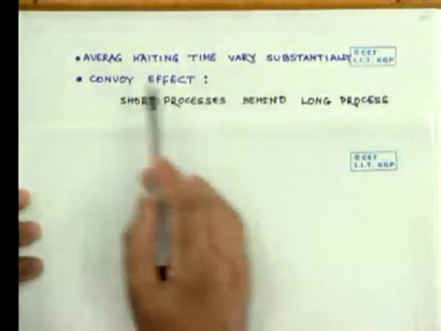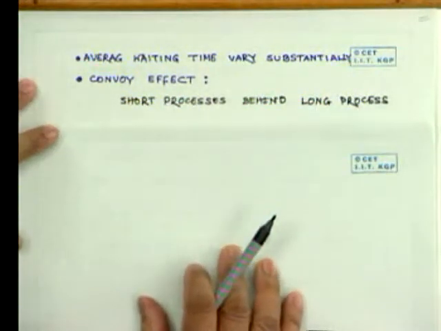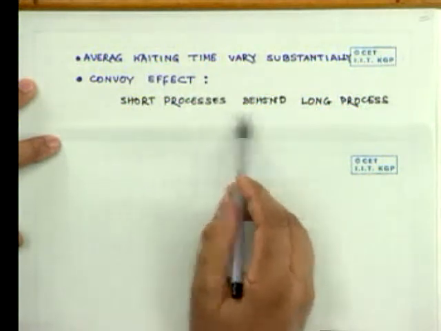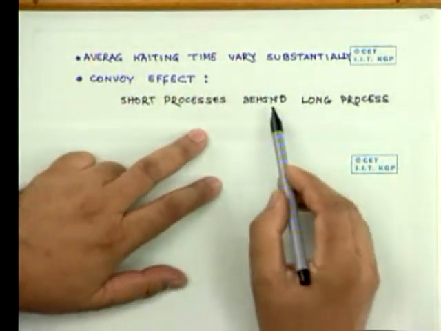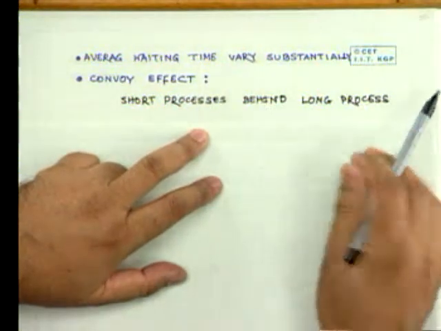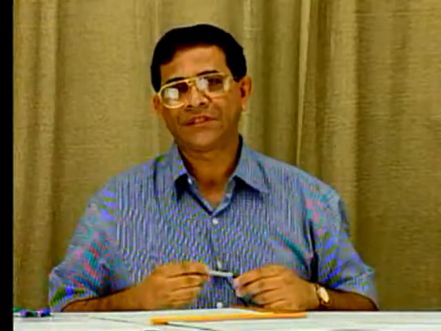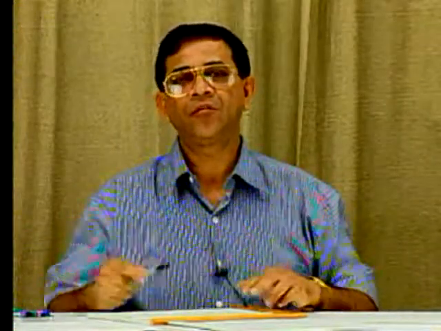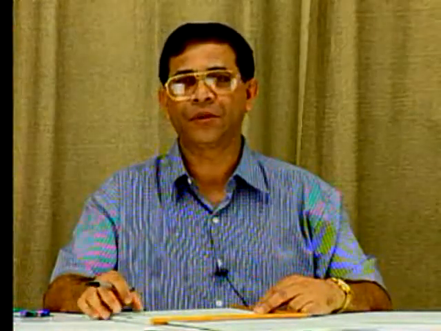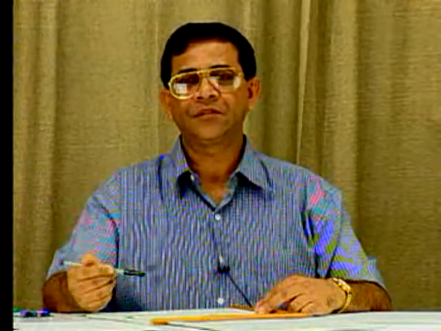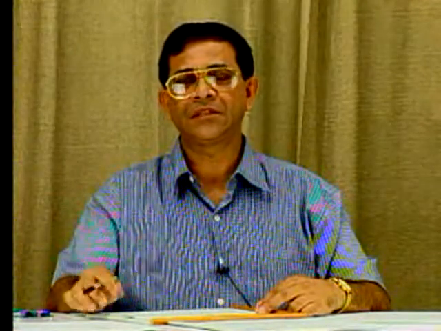Okay, and there is a convoy effect. Convoy effect means that short processes turn out to be generally behind long processes. By that, let us suppose that in this mixture, that is the processes in the ready queue, one process has a very long burst time, and others have short burst times. That means the first one is a CPU bound job and the others are IO bound jobs.